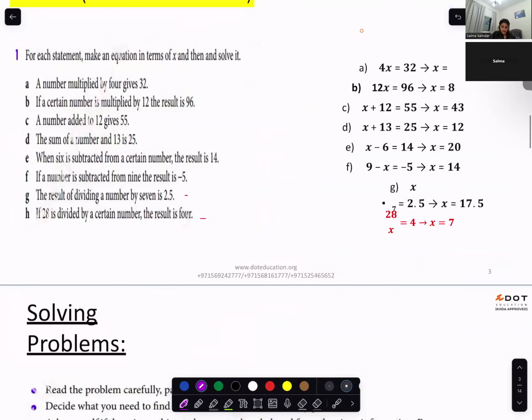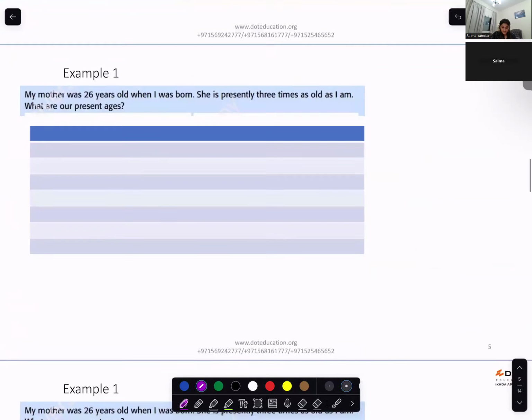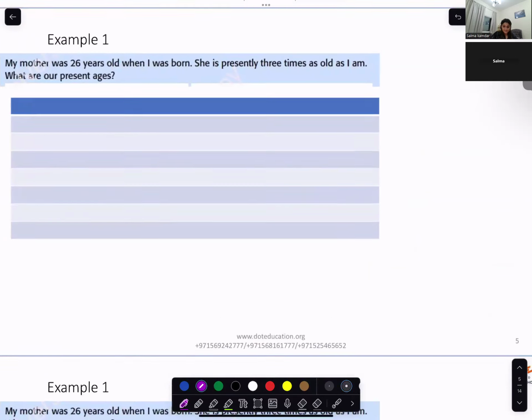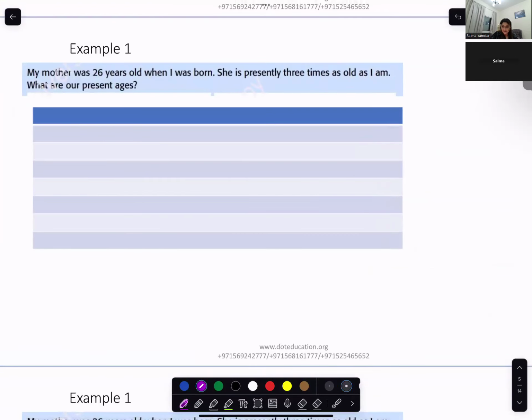Okay. Now we start with the first example. Let's read the question properly. What does the question tell us? Mother was 26 years old when I was born. Now she is 3 times as old as I am. What is my present age? I don't know my present age, and that is what I have to find.